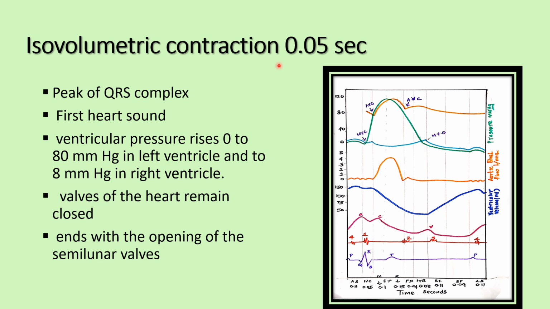The isovolumetric contraction phase ends with the opening of the semilunar valve, that means the opening of the aortic valve. So it starts with the mitral valve closure and ends with the opening of the aortic valve.